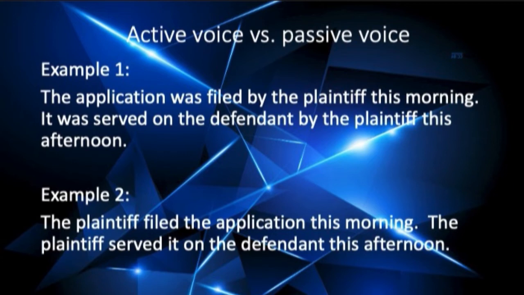So too is the sentence that follows. It was served on the defendant by the plaintiff this afternoon. In that sentence, the plaintiff is the subject, the verb is served, and the object is it, because it's the application that's being served. So here we've got it comes first, so the object is first, then the verb, and then the subject. Again, that's expressed in the passive voice. So if you look at this second example on the slide, that is an example of how those two sentences in example 1 can be rewritten to be expressed in the active voice.